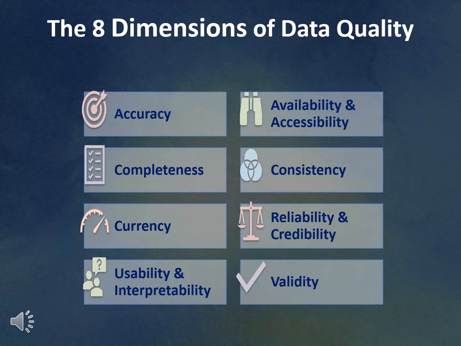The seventh dimension is usability and interpretability. Data is collected for a specific purpose, and the key consumer may confirm it's usable, while a secondary consumer may not be able to use it because it doesn't meet their needs. The degree to which data can be used is therefore specified as a result of this.